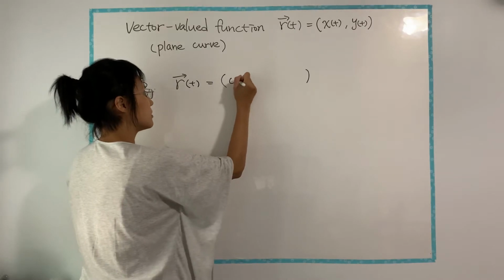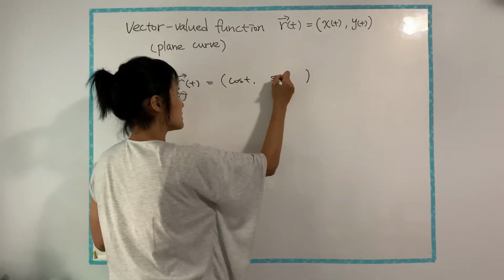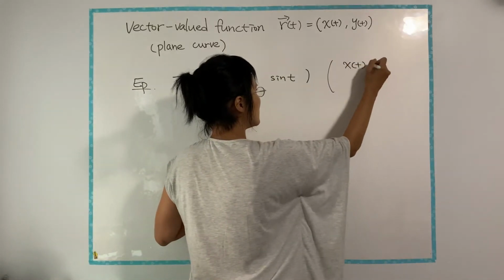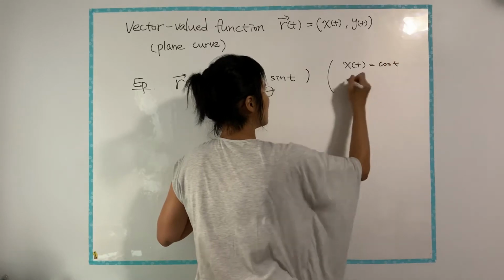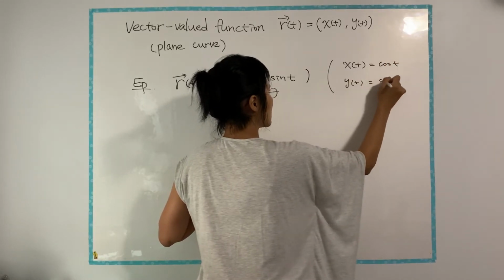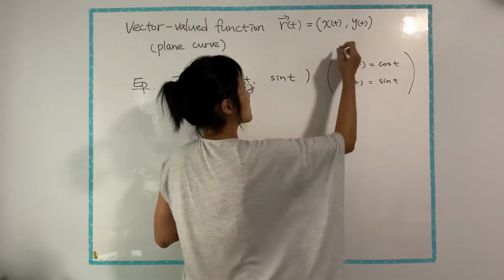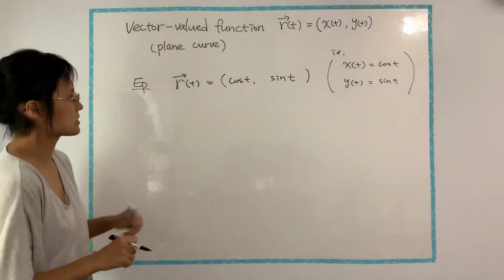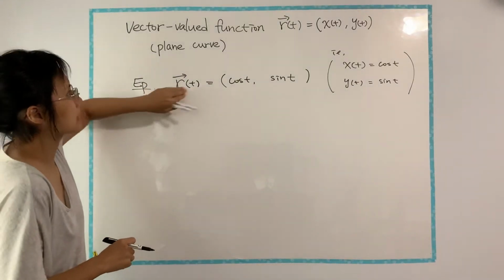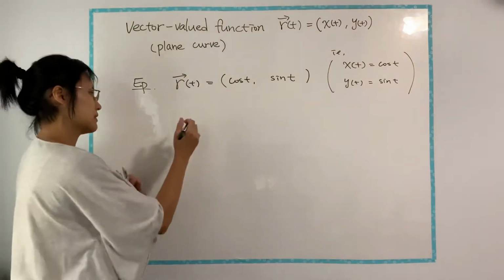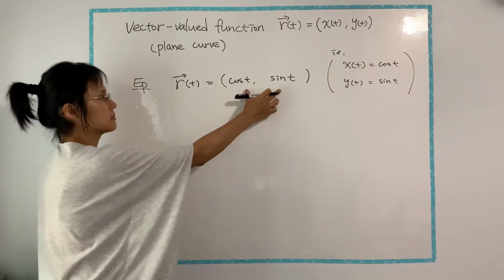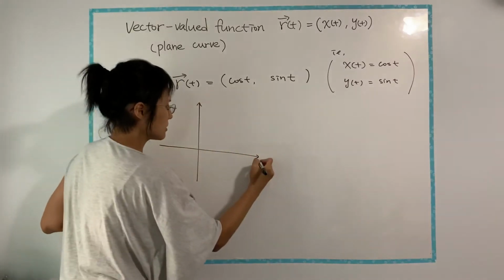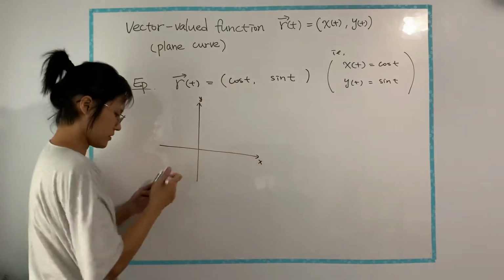Let me use an example: cosine of t and sine of t. In this case, I have x of t defined as cosine of t and y of t being sine of t. This is what we're given. Suppose we're given a vector valued function like this, then by the parametric equations, what do we see? Let me draw the graph for you.